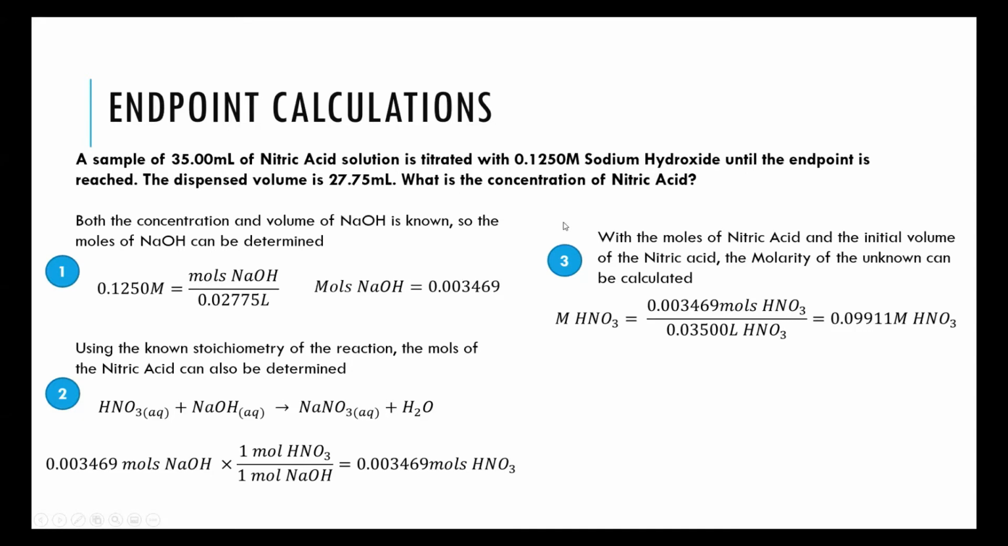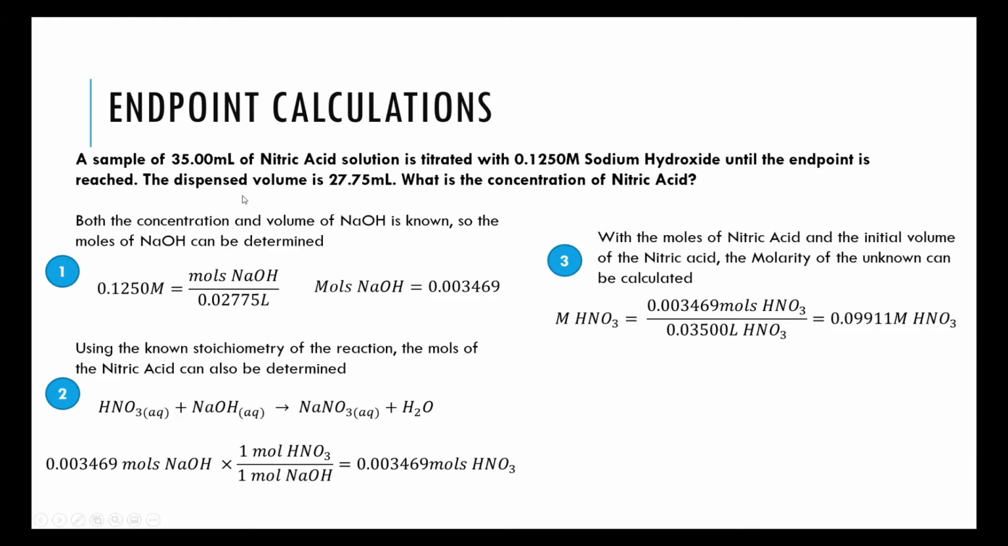So going through a sample calculation, if there is exactly 35.00 milliliters of a nitric acid solution, and that is titrated with 0.250 molar sodium hydroxide until the endpoint is reached, so until that equivalence point is reached, the volume dispensed is 27.75 milliliters. What is the concentration of nitric acid?